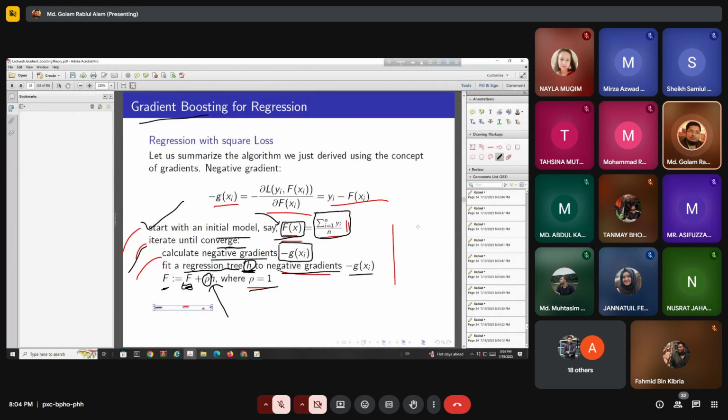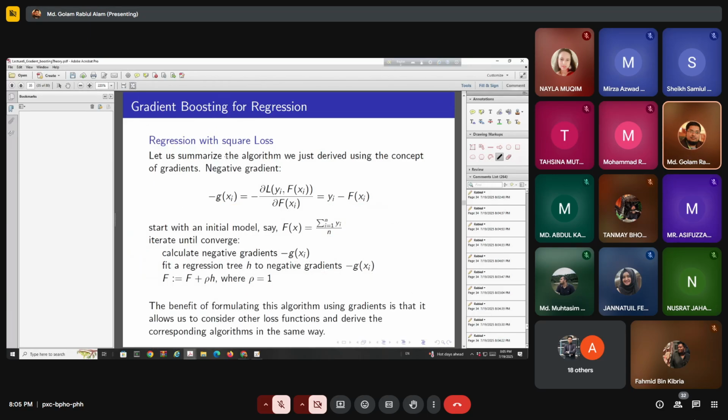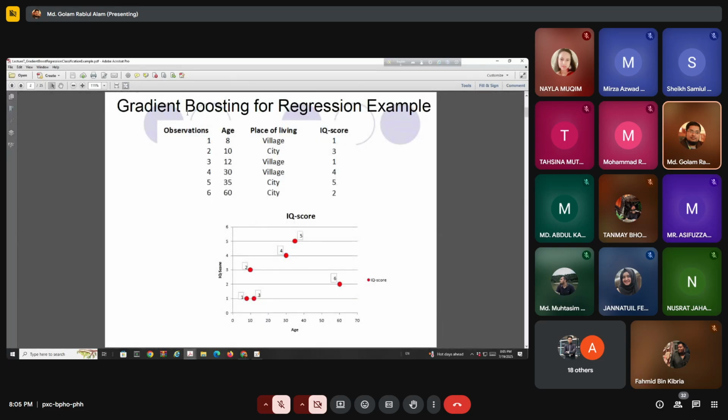Okay, so we will utilize this algorithm to find out the regression utilizing the gradient boosting. Now I think it's better if we can see an example utilizing those values.